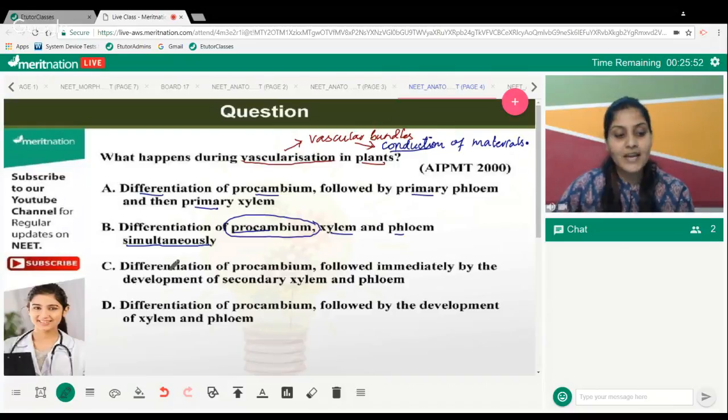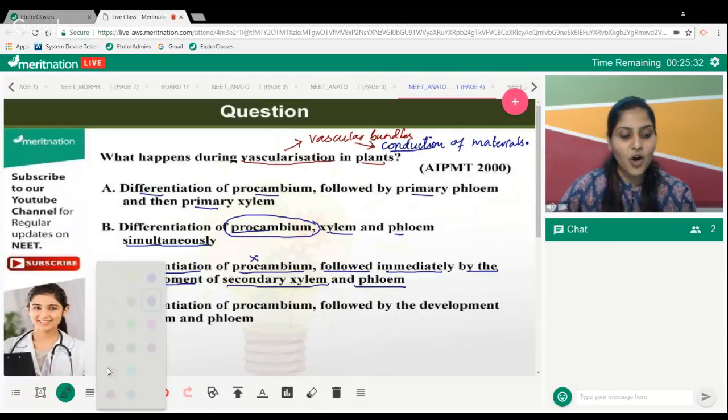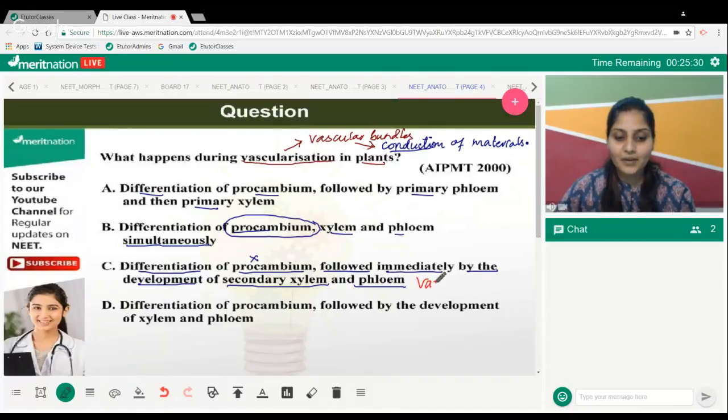Next one. Differentiation of procambium, followed immediately by the development of secondary xylem and phloem. Now there is a problem here, because secondary xylem and phloem do not come from the procambium. They come from the vascular cambium, also called the secondary meristem or lateral meristem, and we know it is responsible for secondary growth in plants.